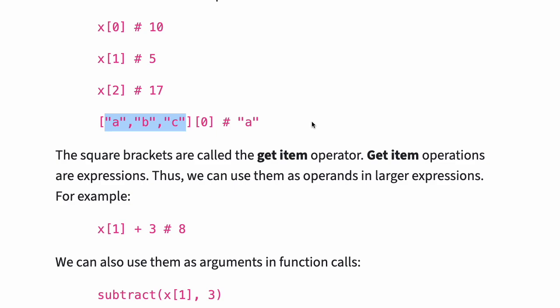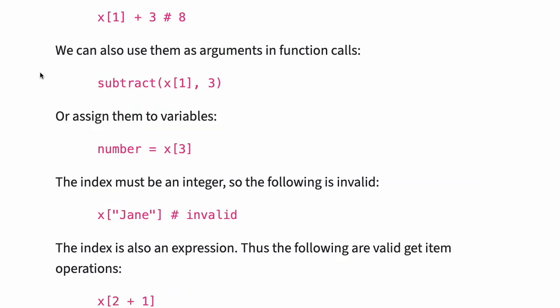GetItem operations are expressions, thus we can use them as operands in larger expressions. For example, x[1] + 3. Since x[1] is 5, x[1] + 3 is 8. We can also use the getItem operation as arguments in function calls, or assign them to variables.